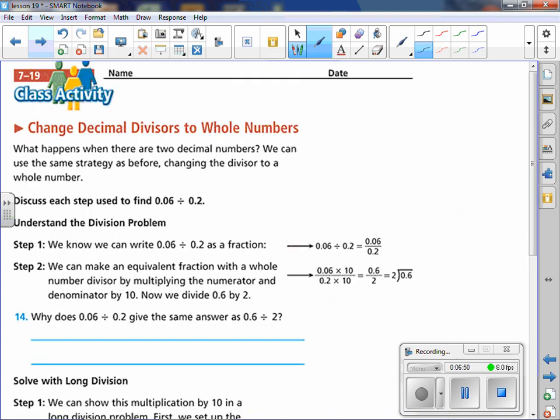Okay, so looking forward, what happens when there are 2 decimal numbers? Can we use the same strategy as before? So let's think about when we have 600ths and we want to divide it by 2/10. Well, we know we can write 600ths divided by 2/10 as a fraction, so you can see that here in step 1. We can also make equivalent fractions, right? We could multiply by 10 and move over. And then we can divide through.